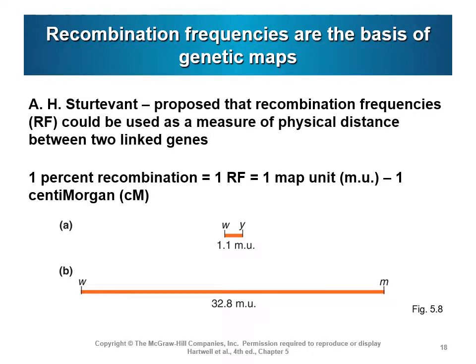It was reasonable to assume that the further apart genes are from each other, the higher the chances of recombination. Sturtevant proposed that recombination frequencies could be used as a measure of physical distance between two linked genes. The proposal was that 1% recombination equals 1 RF equals 1 map unit, which was called 1 centimorgan, the mapping unit for gene linkage.